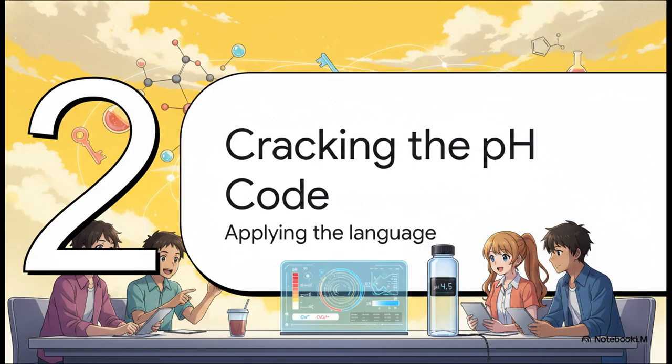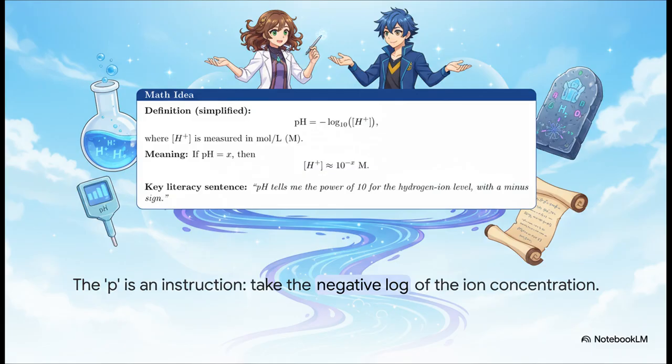Okay, so we've got the language down, we understand logs. Now it is time to put it to work. Let's use what we know to finally crack the pH code. And here it is. This is the key to the whole shebang. The P in pH, it stands for potential of hydrogen. But really, that little p is just an instruction. It tells us to do one thing: take the negative log. So a pH of 7 doesn't just mean 7. It means the negative log of the hydrogen ion concentration is 7.